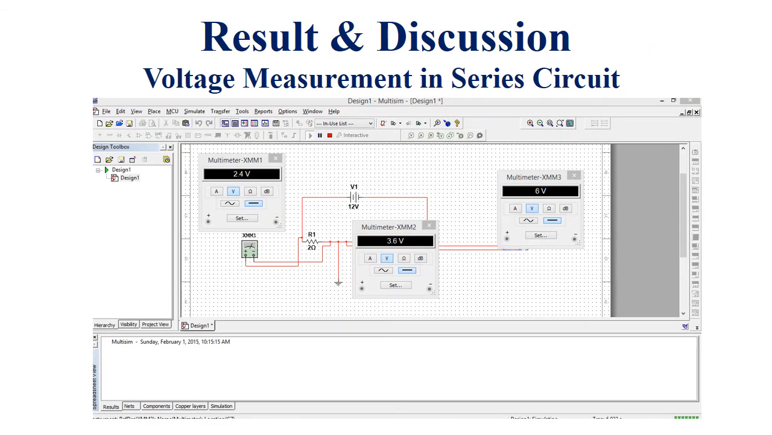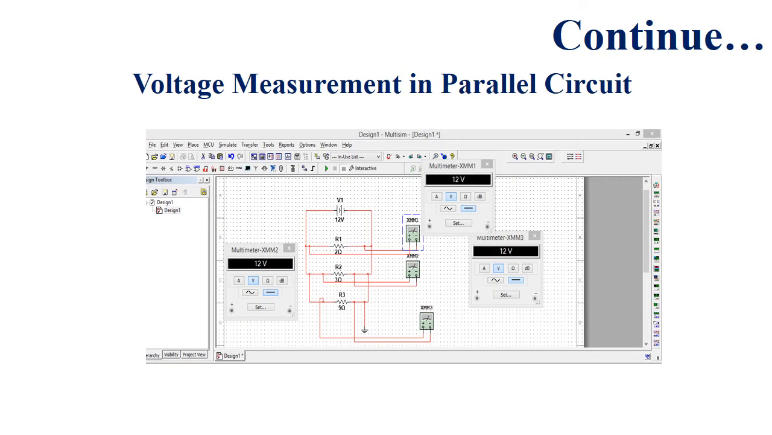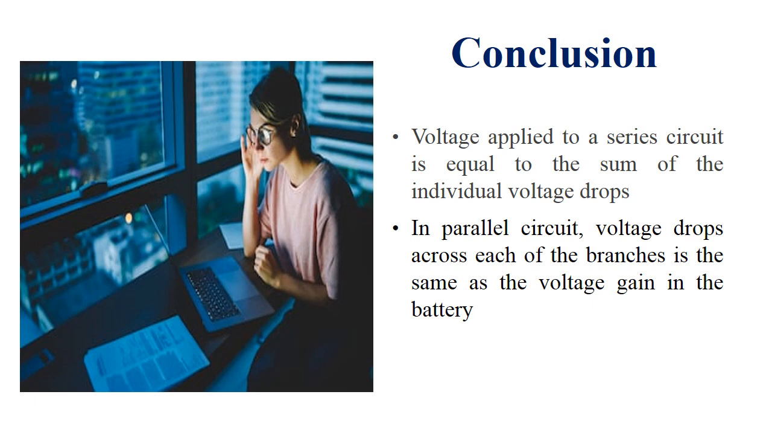All voltmeter based results of the series circuit are listed in this slide. All voltmeter based results of the parallel circuit are listed in the current slide. From this experiment, we have learned that voltage applied to a series circuit is equal to the sum of the individual voltage drops. In a parallel circuit, voltage drop across each of the branches is the same as the voltage gain in the battery. And we have learned the basic concept of series circuit and parallel circuit in NI Multisim software also.